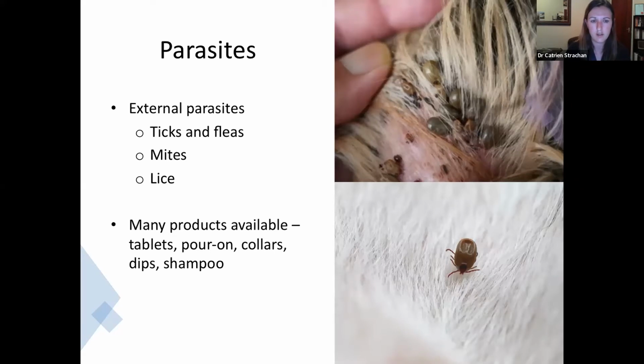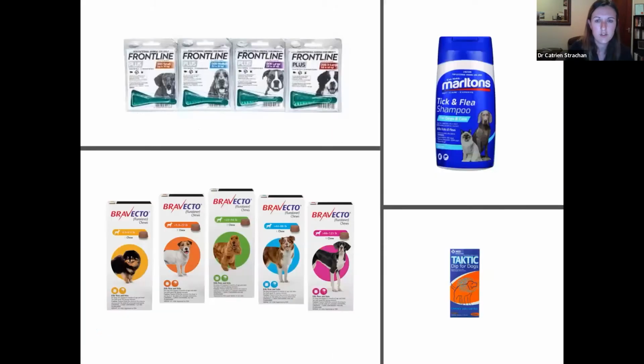You can give a pour-on onto the skin that'll kill these ticks. You can also get tick collars and things like dips and shampoo. Let's just go through a few examples of the products that are available on the market. This top one here is what we call a pour-on. It gets applied to the skin, and it'll kill ticks and fleas on the dog for a certain period of time.